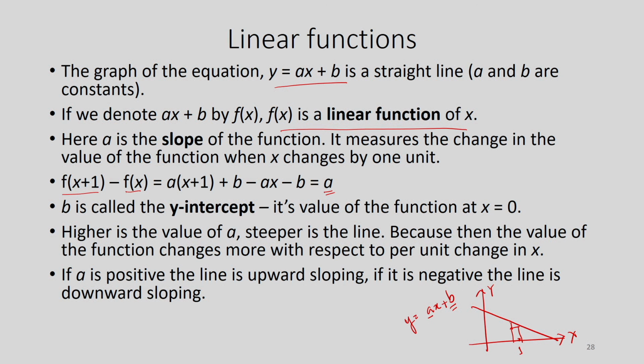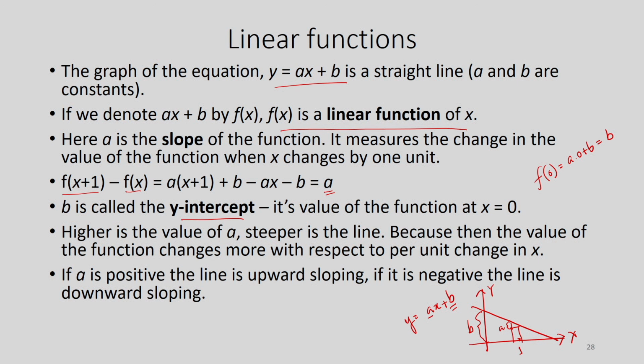On the other hand, in the expression a x plus b, this b is a constant term, this is called the y intercept. It is the value of the function at x is equal to 0. So, if you substitute x is equal to 0, f of 0 will be a multiplied by 0 plus b, you get only b. So, that is called the y intercept, and visually this is this value, right. So, this is b, the y intercept.